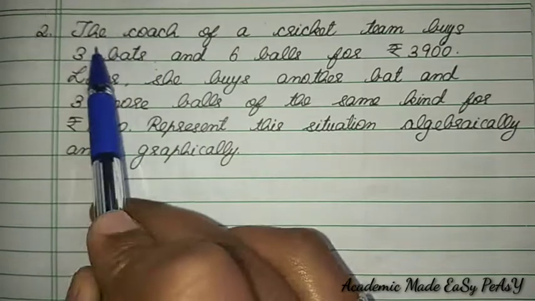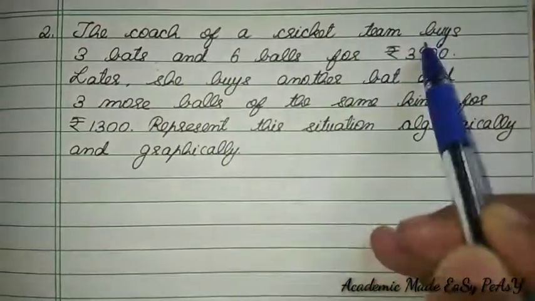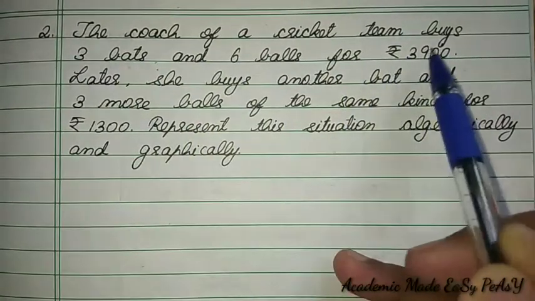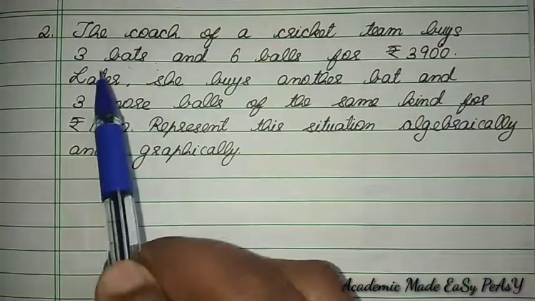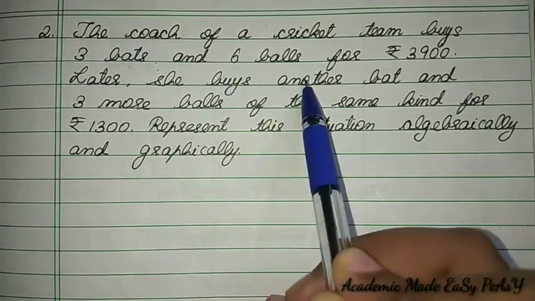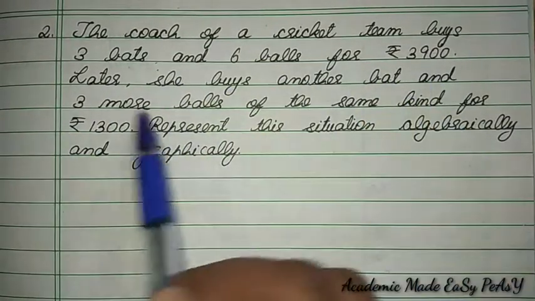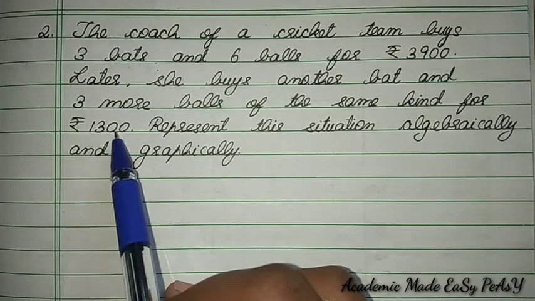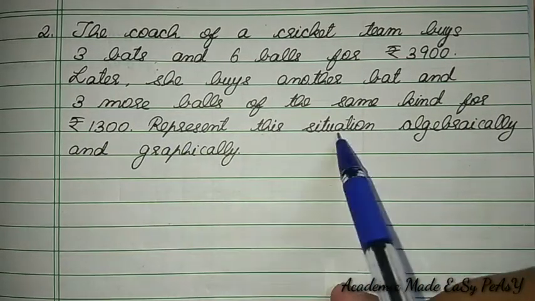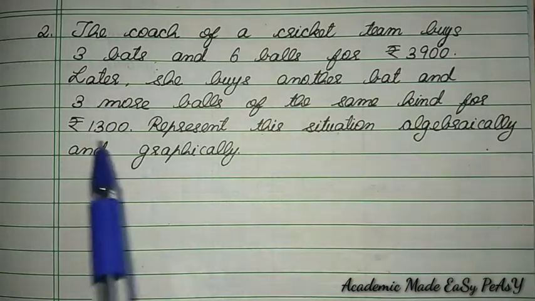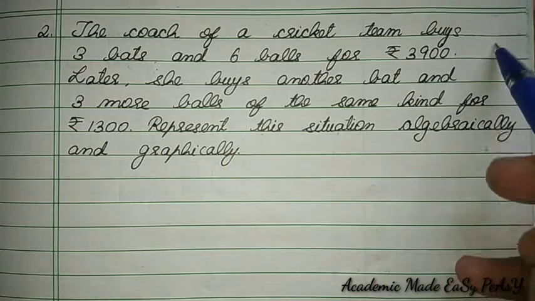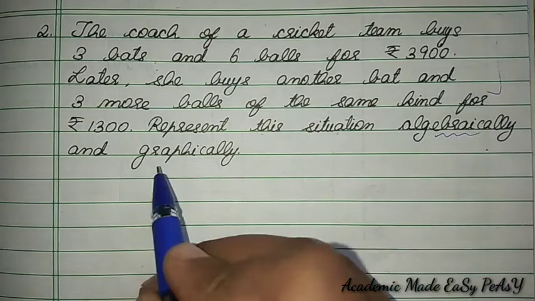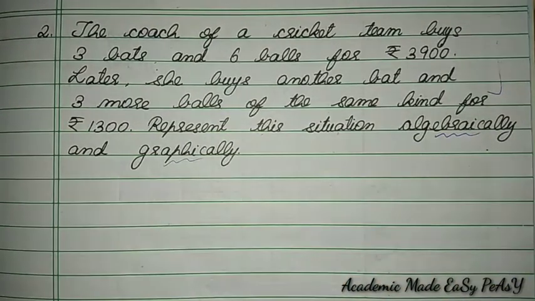Question 2. The coach of a cricket team buys 3 bats and 6 balls for rupees 3,900. Later, she buys another bat and 3 more balls of the same kind for rupees 1,300. Represent the situation algebraically and graphically. So the word problem is given. We have to represent it algebraically and graphically.